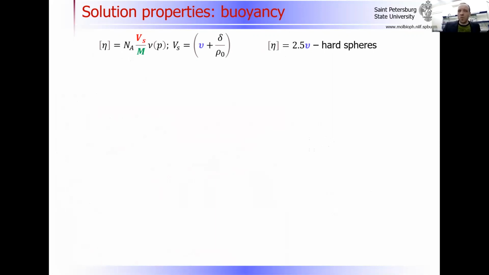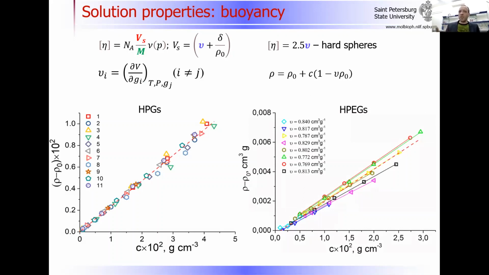Another important solution property which we need to discuss is the partial specific volume, which is also one part of the intrinsic viscosity. More specifically, the partial specific volume represents the change of the volume of a system upon an addition of a unit mass to the system, and it is a thermodynamically defined parameter, right? In the first approximation, it can be considered as the reciprocal of the density.